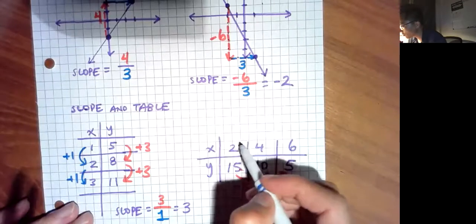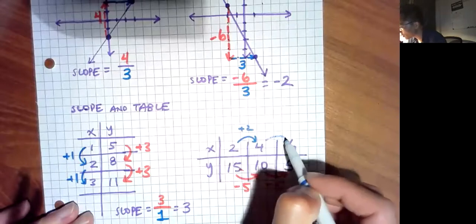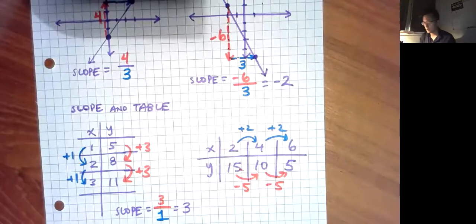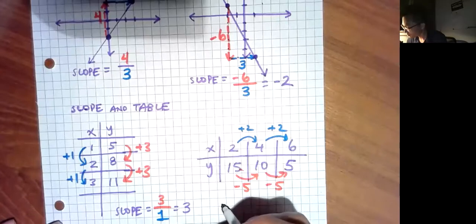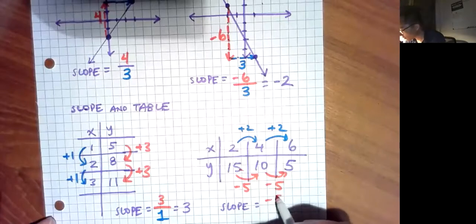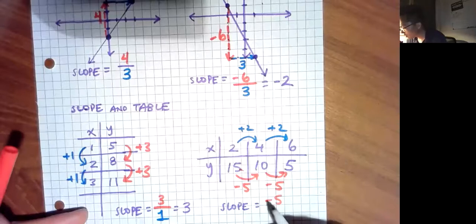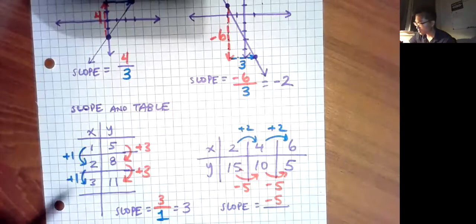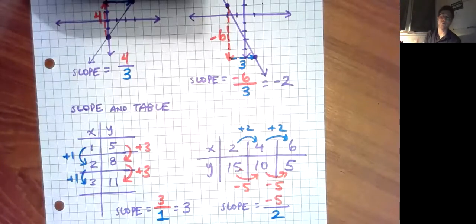Change in X from 2 to 4, it's going up 2. From 4 to 6, it's going up 2. So my slope is going to be equal to the change in y, which was -5, over the change in x, which was +2. So my slope is -5/2. And whenever you're writing slope and you have a fraction and it can't be simplified to a whole number, it's best to leave the slope as an improper fraction, just like this, because that makes it easier to graph.